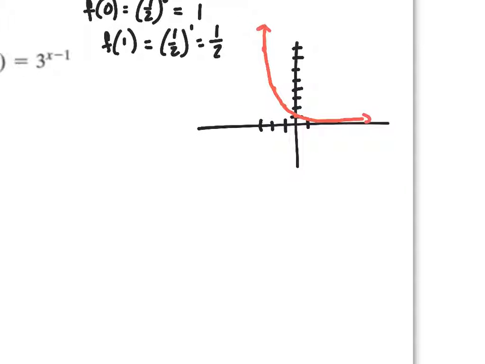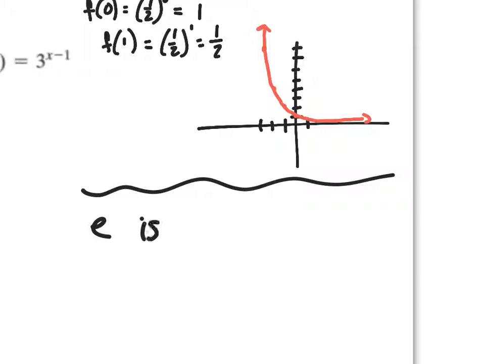The last thing I want to talk about is the number e. E is a number, okay? It is a naturally occurring number. I won't get into how we actually get e because that's a pretty advanced problem, but what we talk about is this natural number e. And e is approximately 2.718.